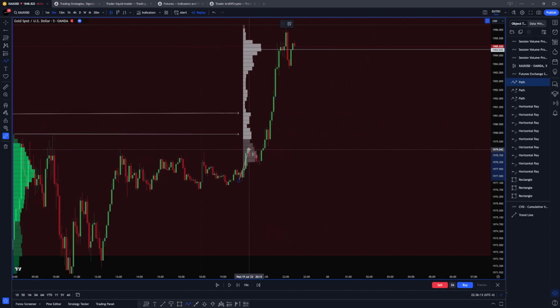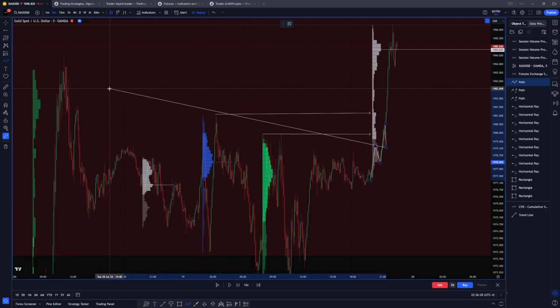This is kind of crazy. If you use your ICT or whatever you want to use, you can go boom, boom, retrace to the top of this. There's your buy right there. You can buy anywhere in this zone, stop loss below that because this is already generated, and then just ride it.